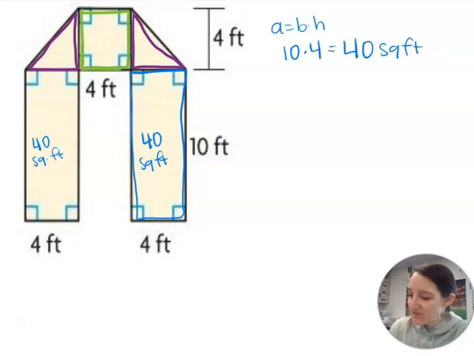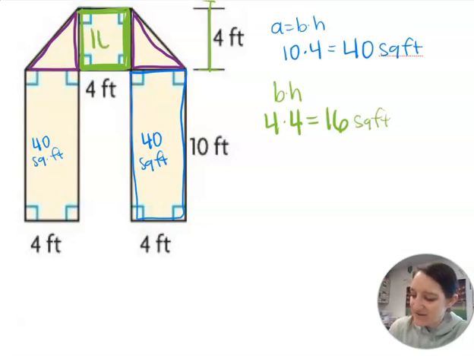So with this square, I know that squares are also base times height, right? So I'm going to go 4 for my base right there. And then what is my height right there? If I look, I can see that tells me my height is 4. So I'm going to go 4 times 4, and I'm going to get 16 square feet for that right there.